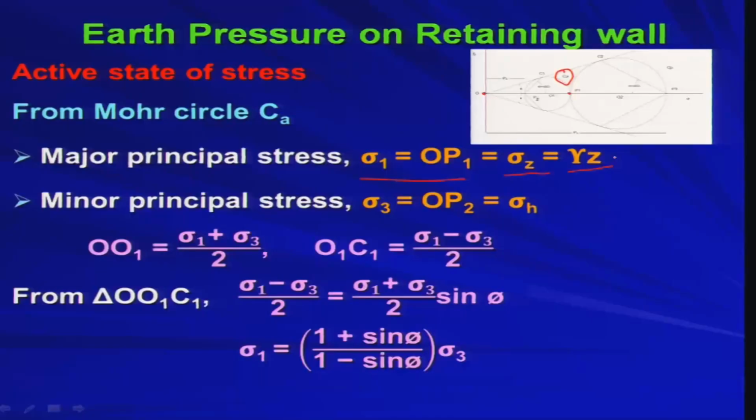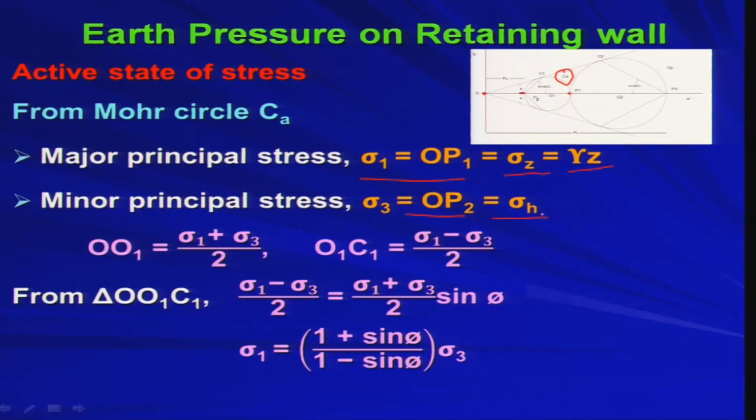Now, the minor principal stress is nothing but the lateral stress, as I told you. So, the lateral stress, that is sigma 3, is nothing but OP2. So, P2 is here. So, OP2 is equal to sigma h, that is the horizontal stress.